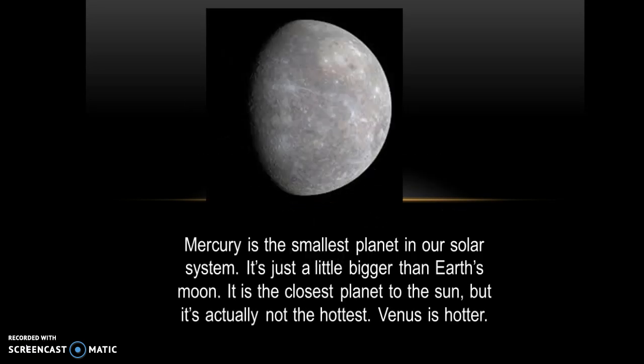So first in the video it would be Mercury. It would talk about how Mercury is the smallest planet in our solar system. It's just a little bigger than Earth's moon, and it is the closest planet to the sun. But it's actually not the hottest. Venus is hotter.